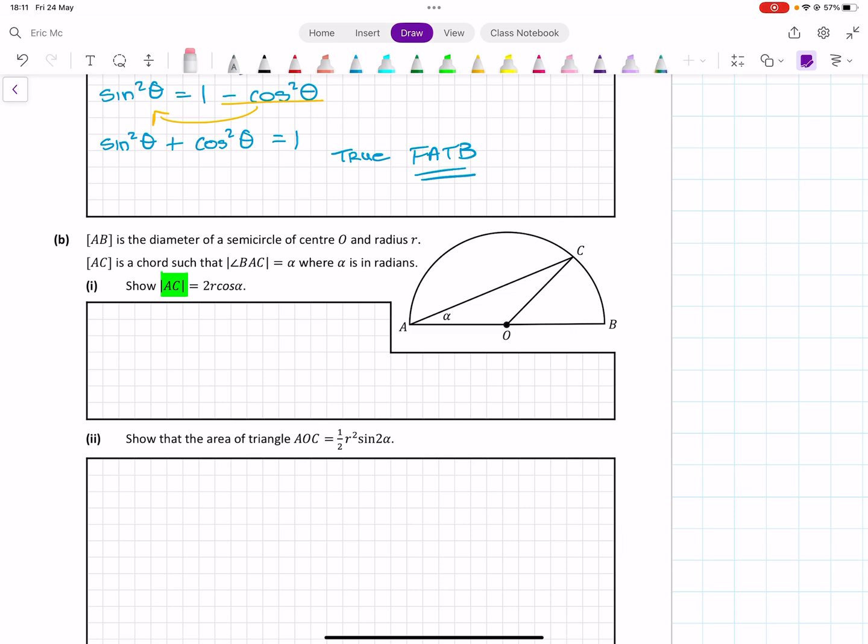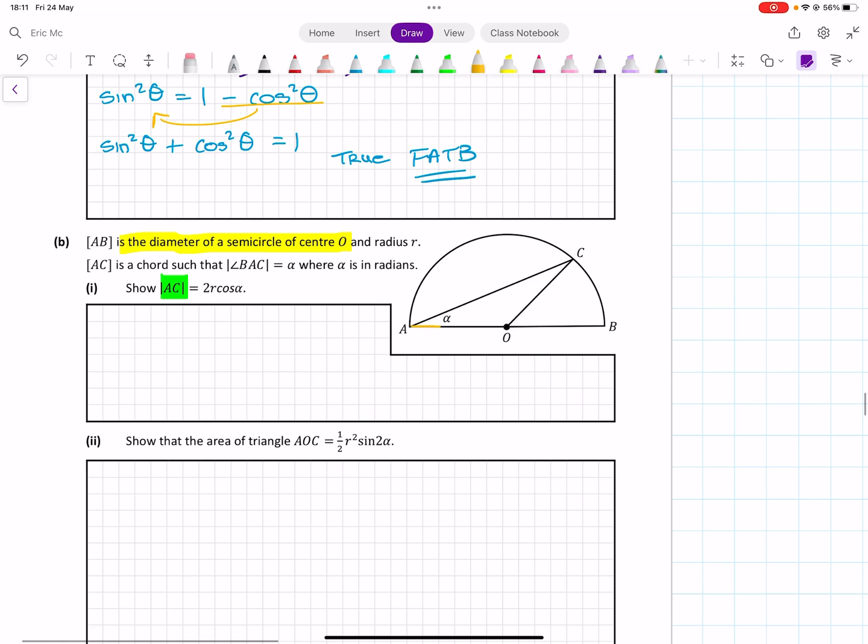Anyway, so AB is the diameter of a semicircle of center O and radius r. AC is a chord. BAC is alpha. Show that AC is 2r cos alpha. Just because it says diameter and we have a triangle and a semicircle, I'm going to draw this triangle using the diameter and also using AC, because that's what we want.